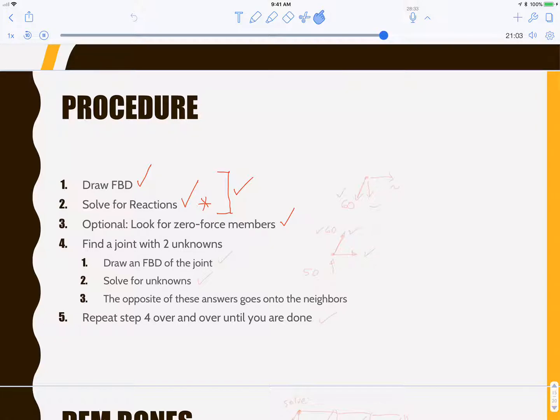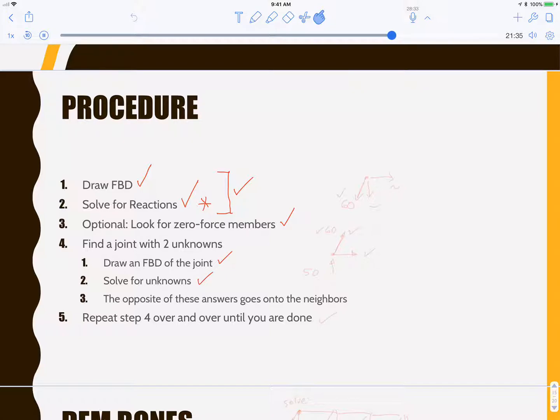The next thing you do is you look at all the joints in your truss and find a joint that has only two unknowns, because it's going to be particle equilibrium in 2D. These are all concurrent forces. So you'll have two equations, sum of Fx and sum of Fy equals 0. Thus, you can only solve for two unknowns. After you find a joint with only two unknowns, draw an FBD of the joint, and then solve for the two unknowns at that joint.